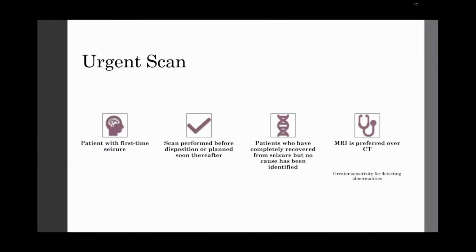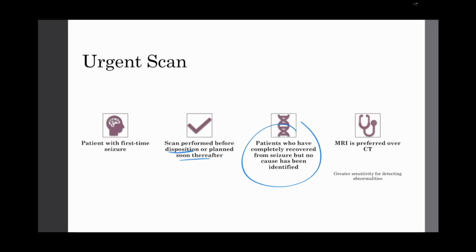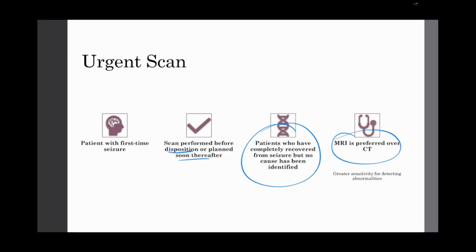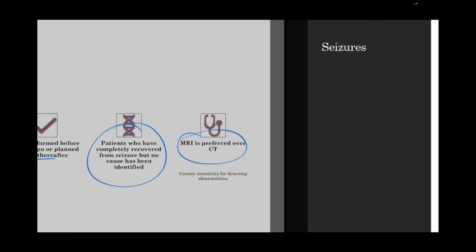So urgent scans, first-time seizures, scan performed before disposition, but planned soon thereafter. So these are urgent. You don't have to get it done right now, but you want to get it done within the next couple of days. They've recovered from the event, but no cause has been identified. So MRI in these cases is usually preferred over CT, looking at those soft tissue changes in the brain.